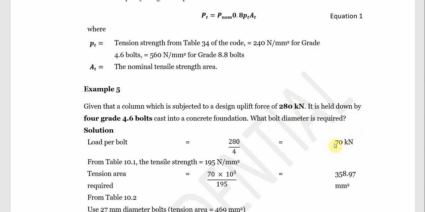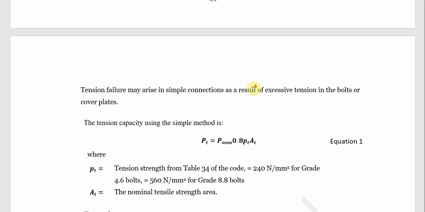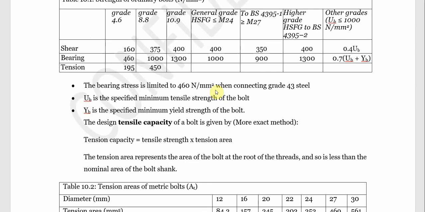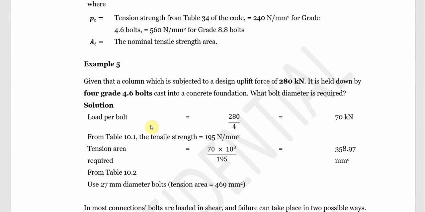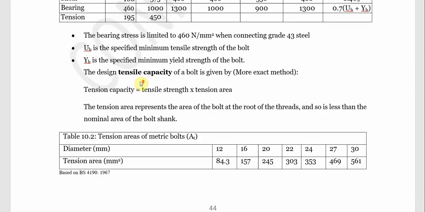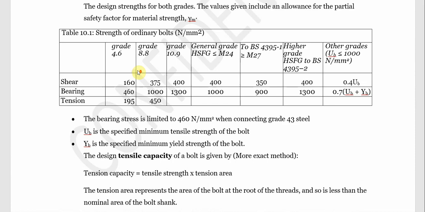Now to do this, we'll calculate the tension area. The design strength is 195, since we are using grade 4.6, as I said the last time. Grade 4.6, the design strength is 195. If we are using grade 8.8, its design tensile strength will be 450.